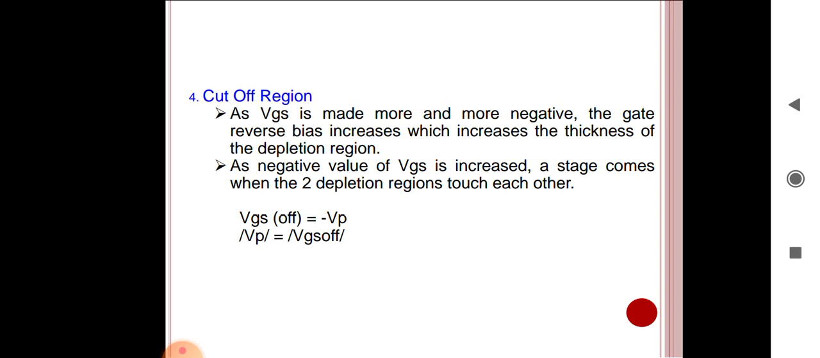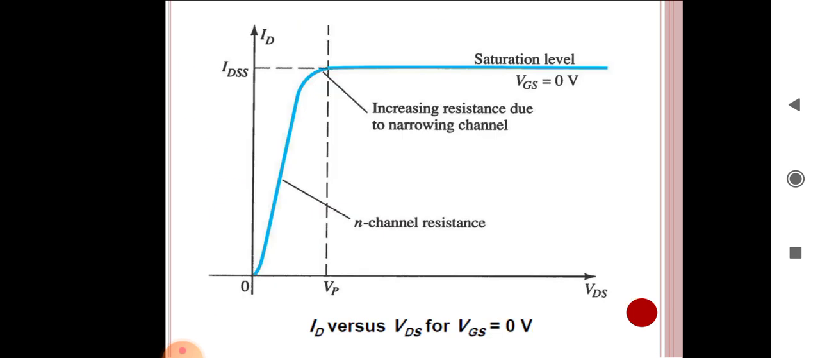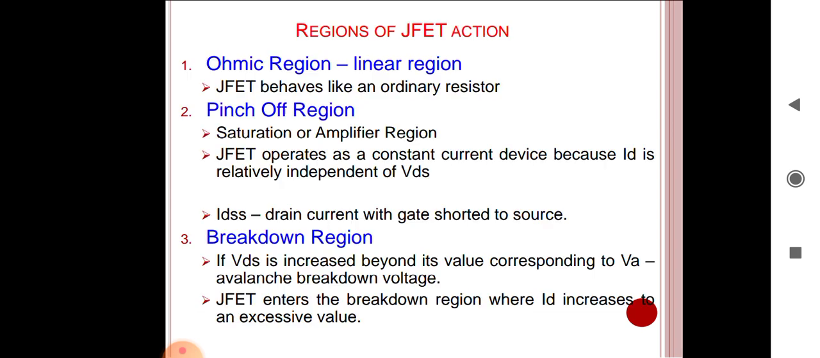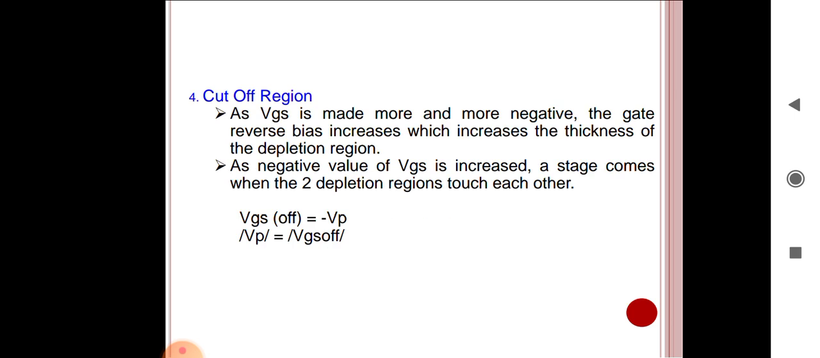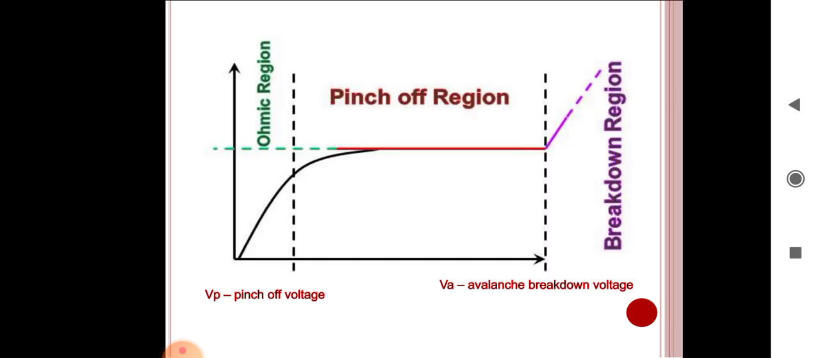And breakdown region means the voltage at which IDSS achieves maximum value is called the breakdown region. And finally, the cutoff region. Cutoff region means before starting, at VGS equals 0, the JFET is in off condition, which is called the cutoff region. This is the ohmic region, pinch off region, and breakdown region shown. These are very important regions of the characteristics.